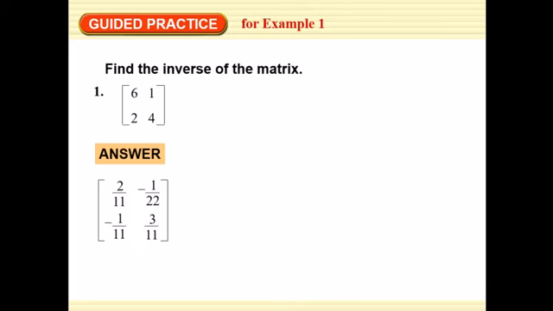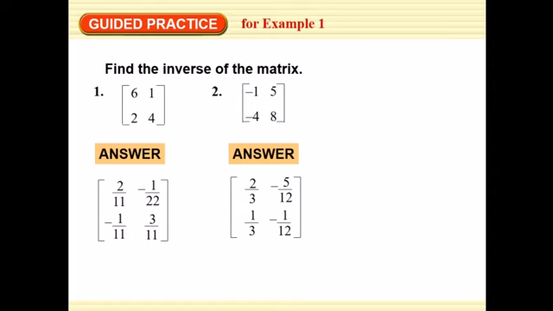Alright, the inverse is a whole bunch of 11ths here. It's 2 11ths, -1 22nd, -1 11th, and 3 11ths. Alright, let's see if you can get the second one. And the third example.